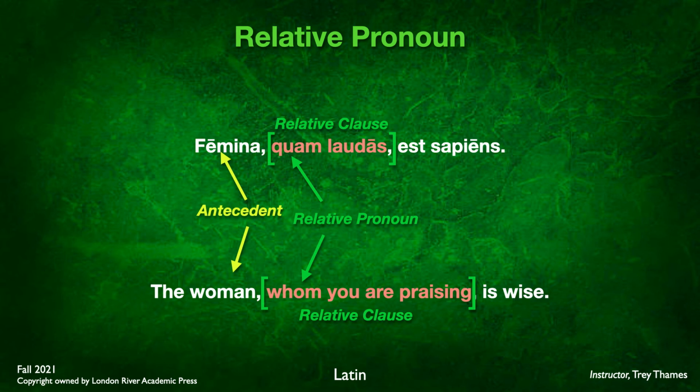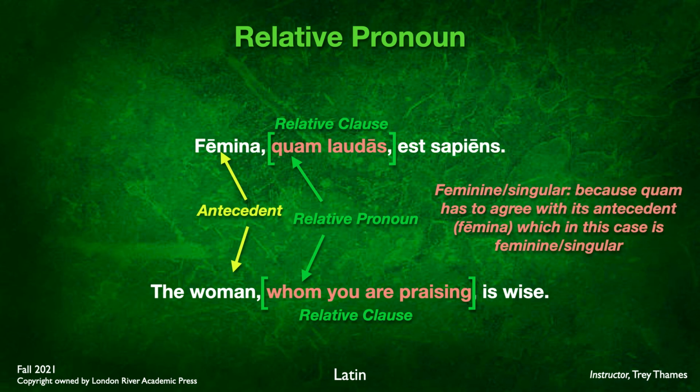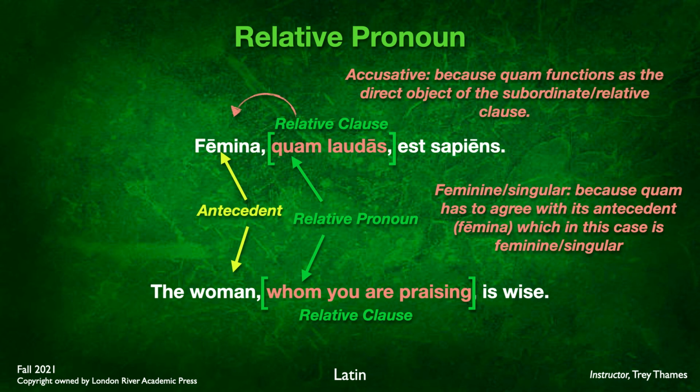Again, the case of the relative pronoun is not based on its antecedent. Only the number and gender is based on the antecedent. Here, the case is based on how it functions in the relative clause. Quam laudas. Laudas is you praise. Quam, you praise whom. So here, quam is the direct object, so it'll be in the accusative. It's feminine singular because quam has to agree with its antecedent, femina, which is feminine and singular. However, it's accusative because quam functions as the direct object of the subordinate clause, laudas quam.